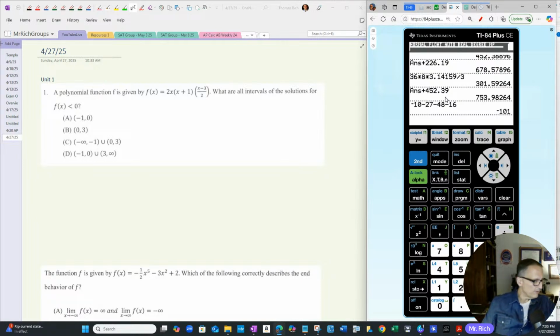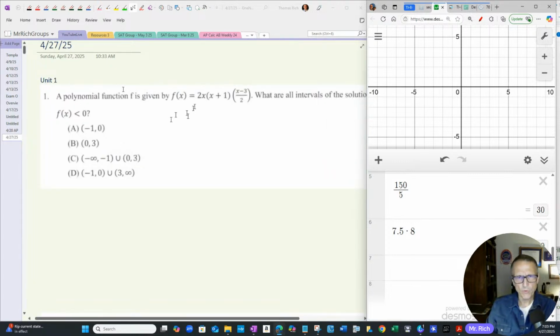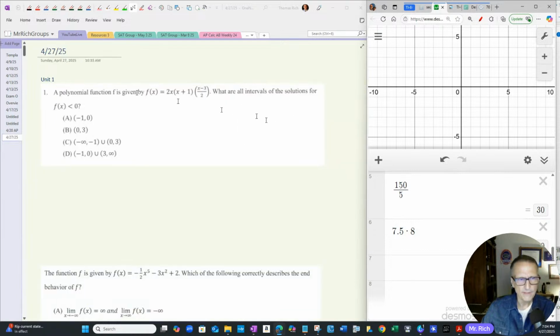All right, so first question from Unit 1 says that a polynomial function f is given by f of x equals 2x times x plus 1 times x minus 3 over 2. What are all intervals of the solution for which f of x is less than 0? Well, this is definitely a polynomial, and they've done us the favor of giving it to us in factored form.